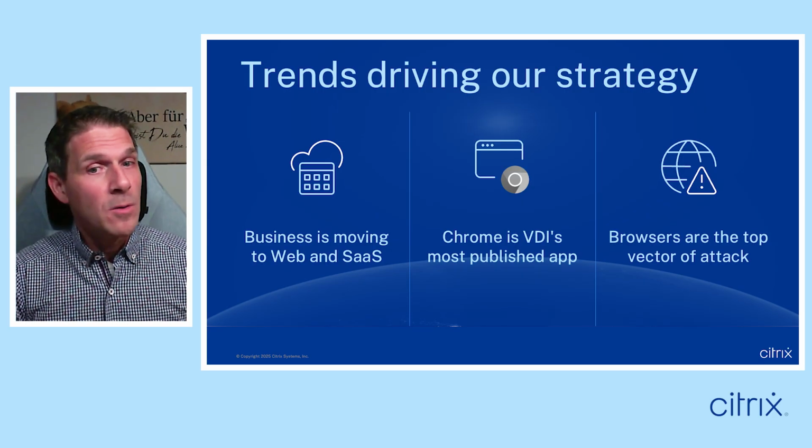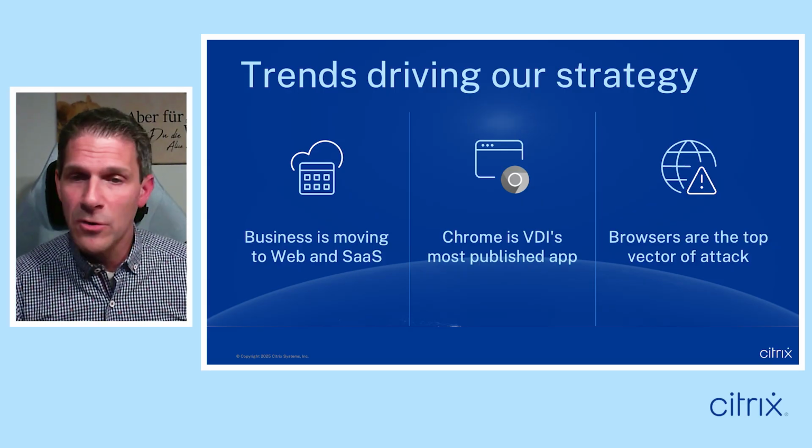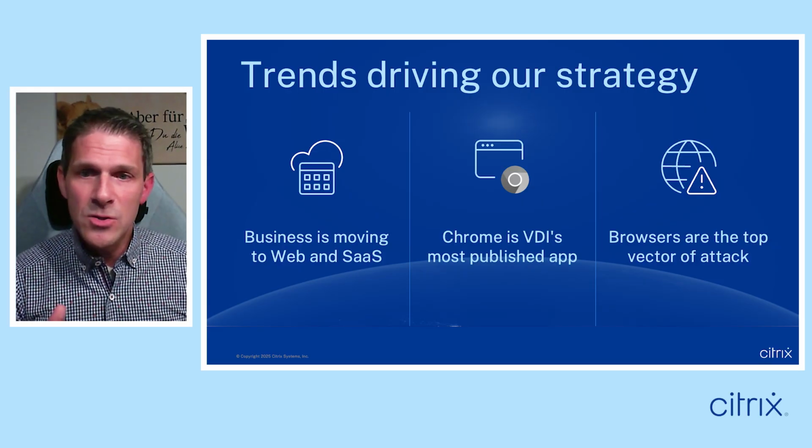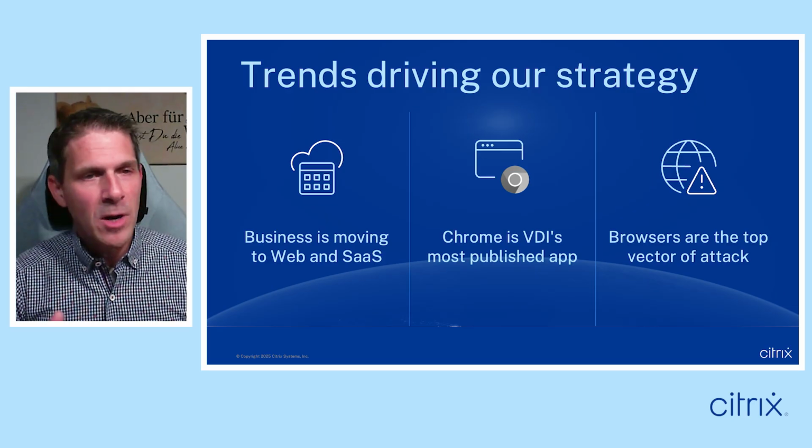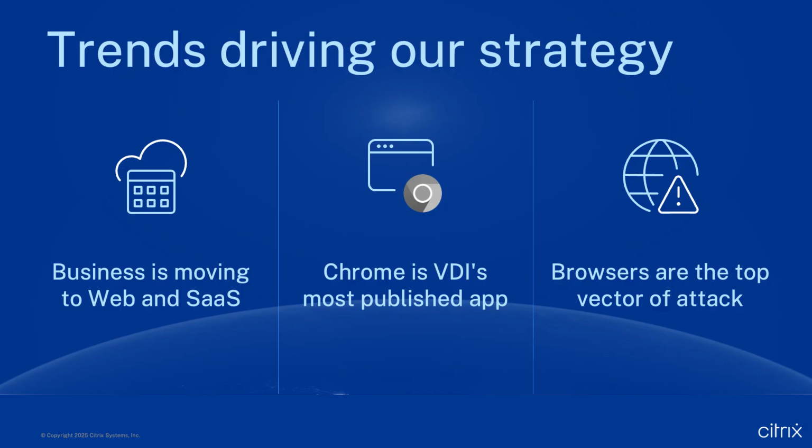And third, browsers have become the top vector of attack. Threat actors know this is where the user lives. So phishing, malicious extensions, and data exfiltration all start here. These three trends together make the browser central to both productivity and risk. That's why our strategy focuses on securing access right at the browser layer, protecting users where the actual work happens.